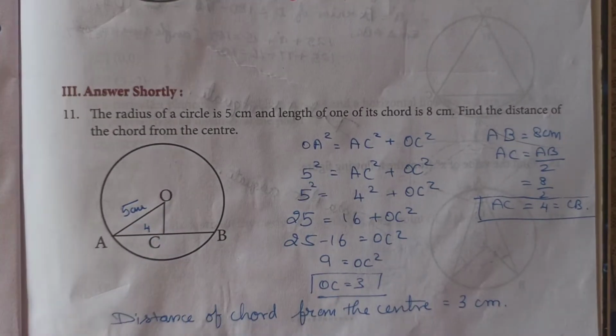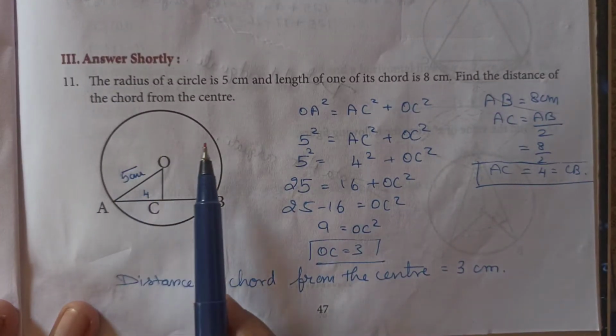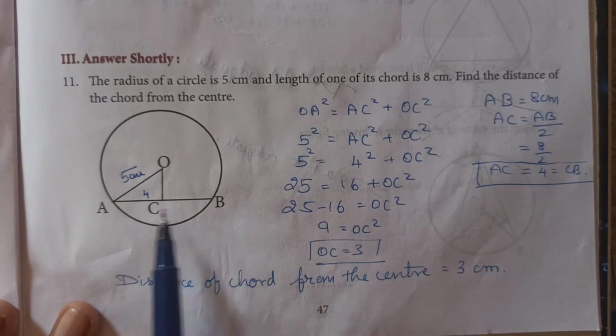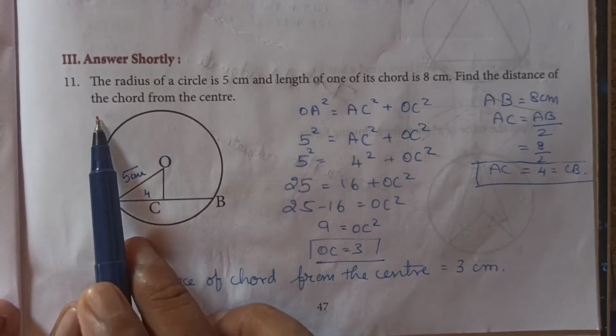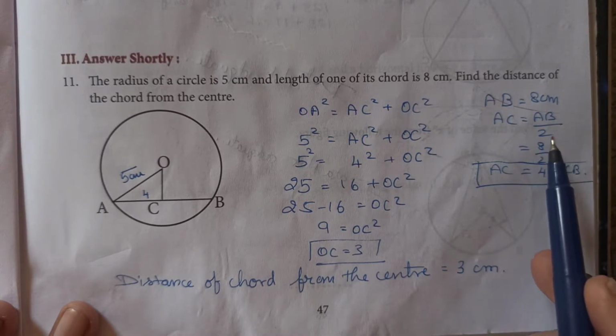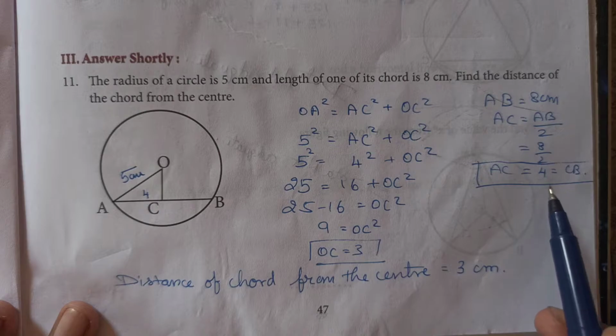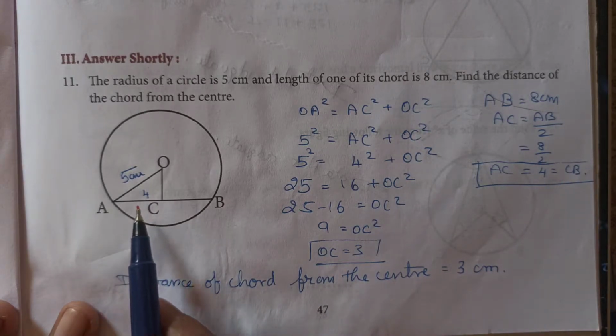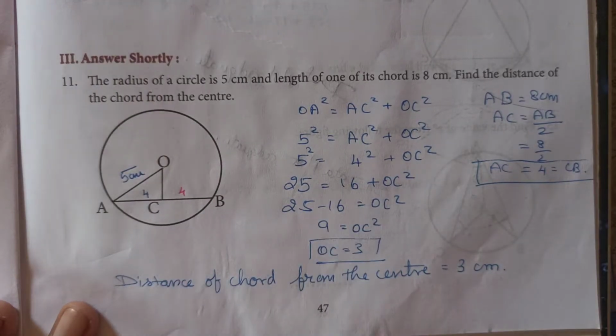Now answer shortly. The radius of the circle is 5 centimeters, the length of one of its chords, so this is called a chord, is 8 centimeters. Find the distance of the chord from the center. So AB chord is 8 centimeters. We make AC equal to AB by 2, which becomes 8 by 2, 4 centimeters. So AC is equal to CB is equal to 4 centimeters.